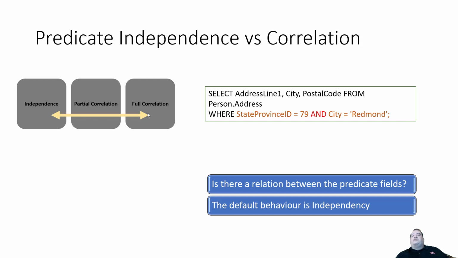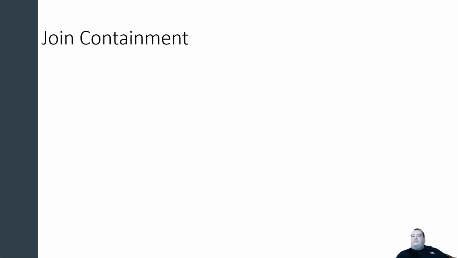And the default behavior is a complete independence. But look at this query. We are seeing on this query that these fields are related. The city is inside the province. These fields are related, so the estimation could be better if there were a correlation. This is an example about correlation and independence.